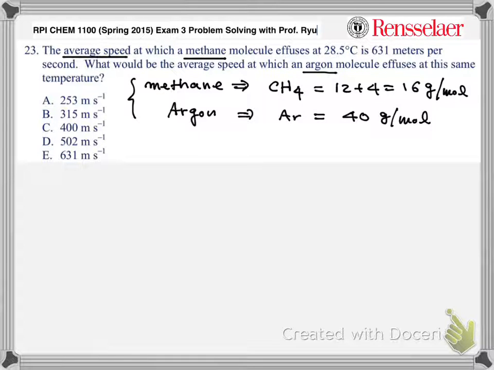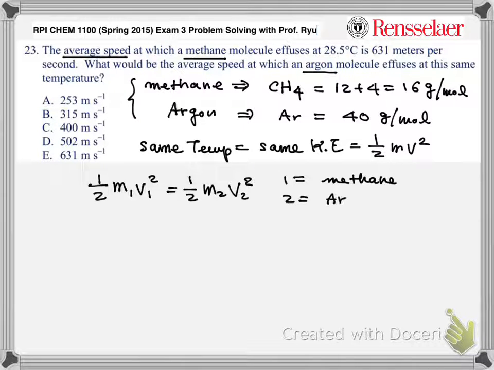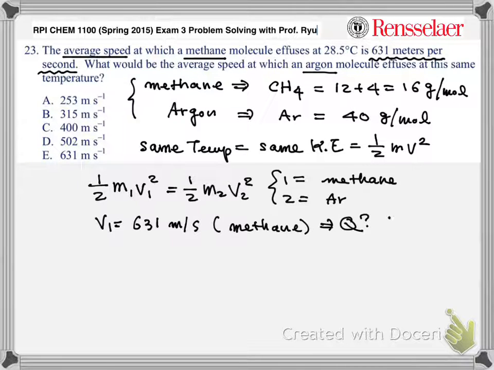And as you know, the same temperature means same kinetic energy, and kinetic energy is half mv squared. So because both of them have the same kinetic energy, half of m1 v1 squared is half of m2 v2 squared. Let's say 1 here is methane, and 2 here is argon. And they know that V1 is 631 meter per second. That's for the methane. Now the question is, what is V2?